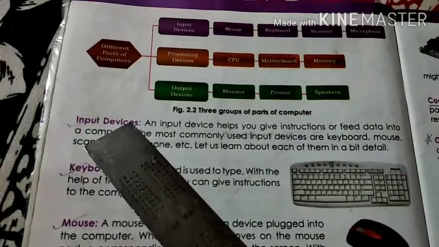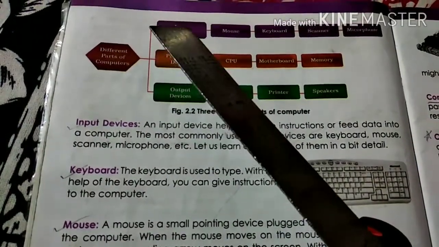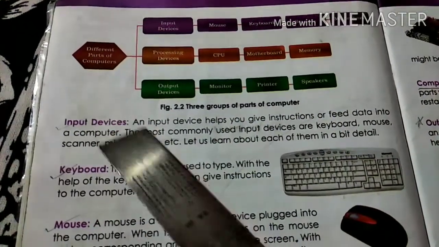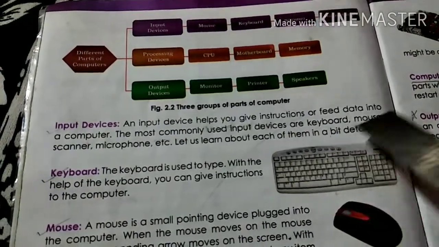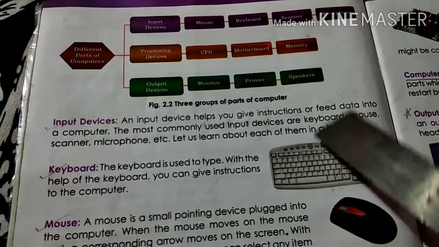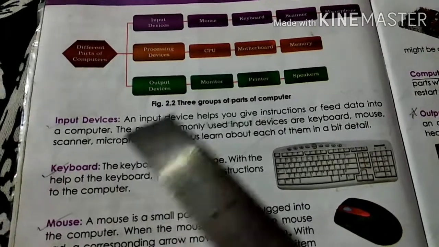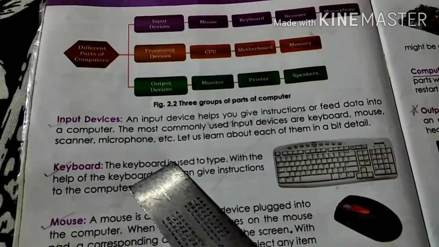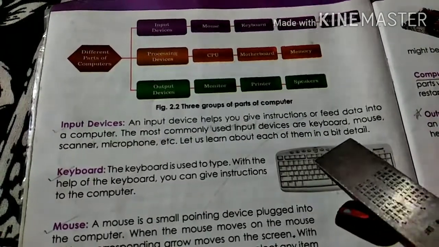So now just start with the first category of the computer parts, that is input devices. Input devices help you give instructions or feed data into the computer. With the help of input devices you can feed data into the computer and you can give instructions also. The most commonly used input devices are keyboard, mouse, scanner and microphone, etc. Let us learn about each of them in a bit more detail.